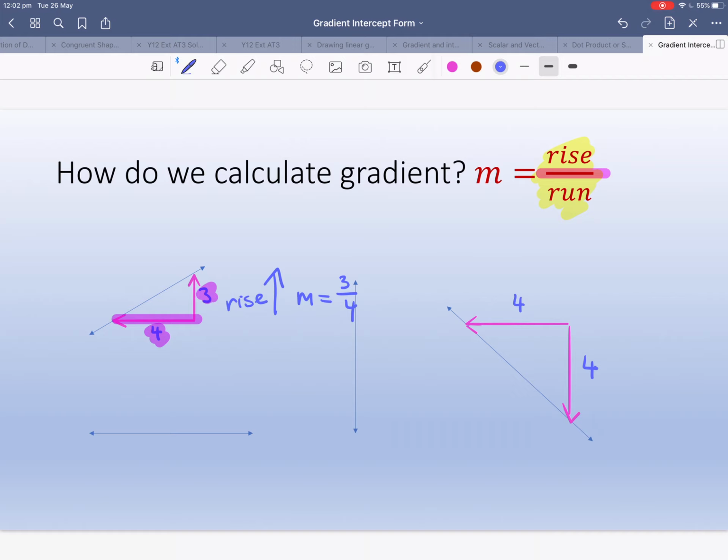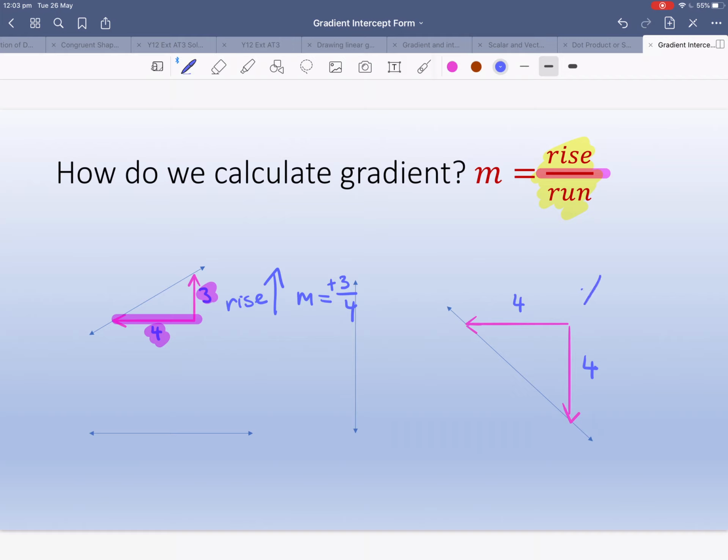Now there's one more thing that we have to look at. Is this gradient positive or negative? Does it do a tick or does it do a cross? Well, it does a tick, so it's positive. So this is positive 3 on 4, okay?